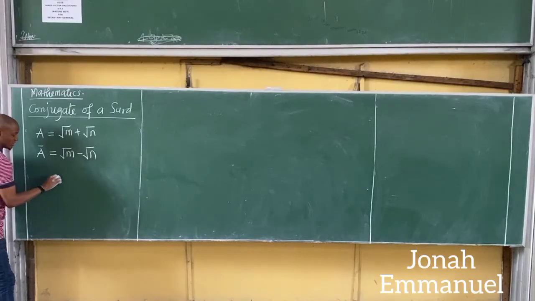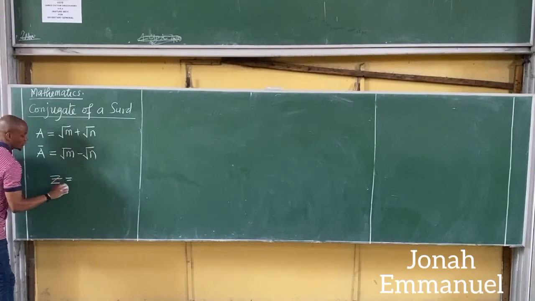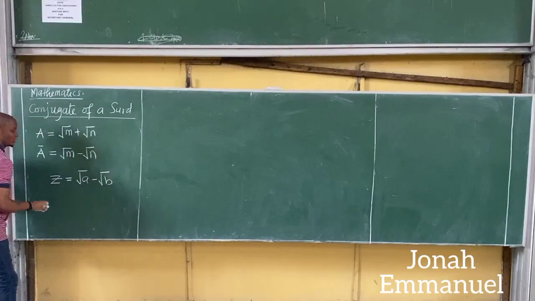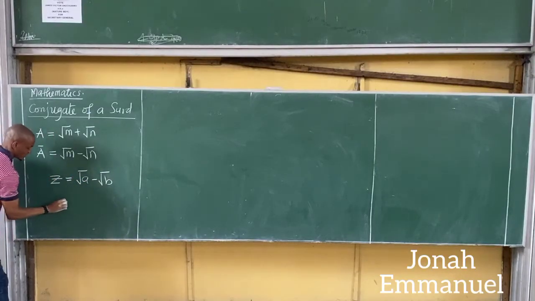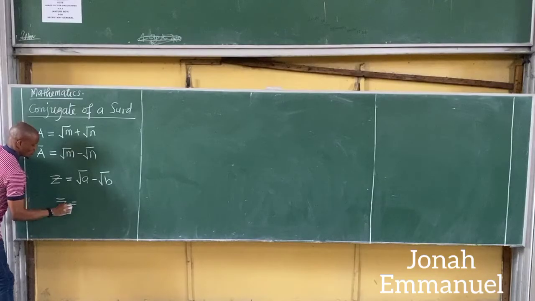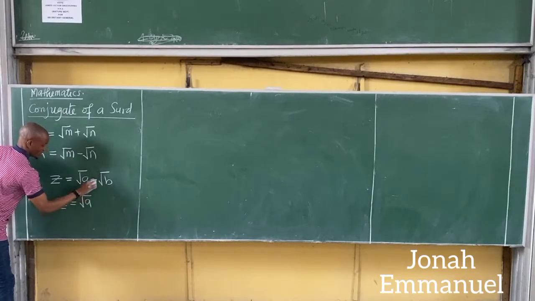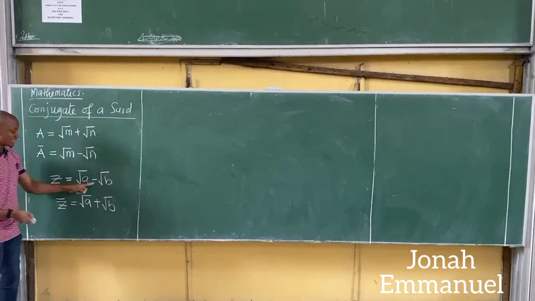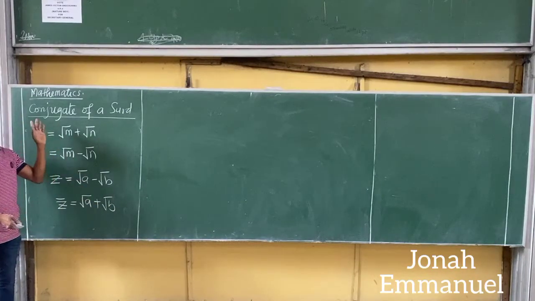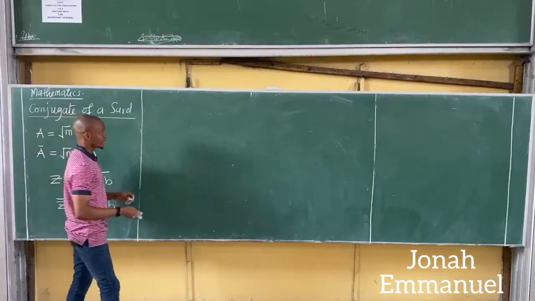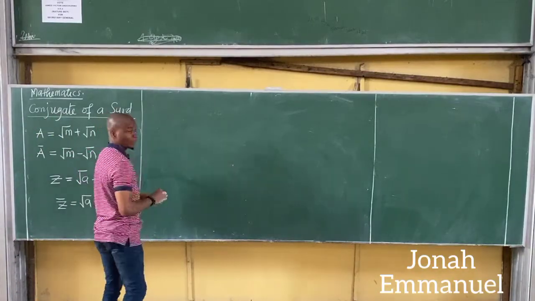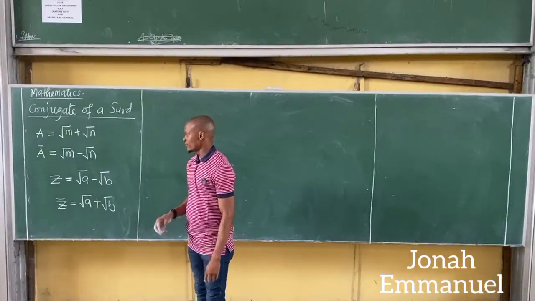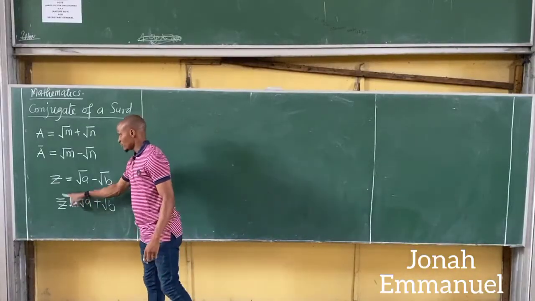Given another sum, z, is equal to root a minus root b. The conjugate of z becomes z bar, which is equal to what there? Root a. That becomes plus root b. Change the sign to the opposite, that's all. Alright. Question? Yeah, it means like conjugate, right? It shows conjugate.